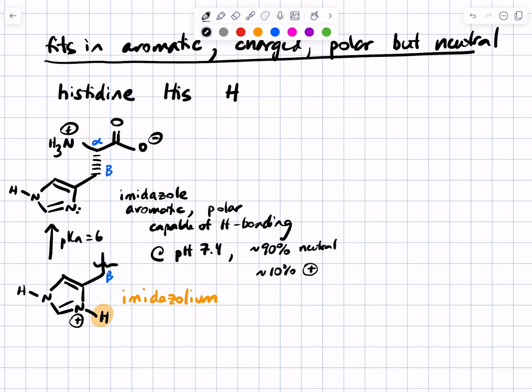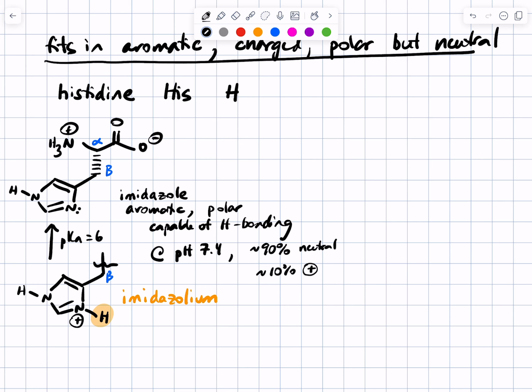So you can fit histidine either in the aromatic category, the positively charged category, or the neutral but polar category, so long as you remember that at pH 7 it spans the line between charged and neutral, meaning about 90% of histidines will be neutral and about 10% will be positively charged.